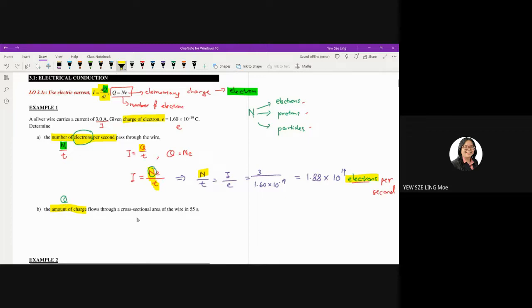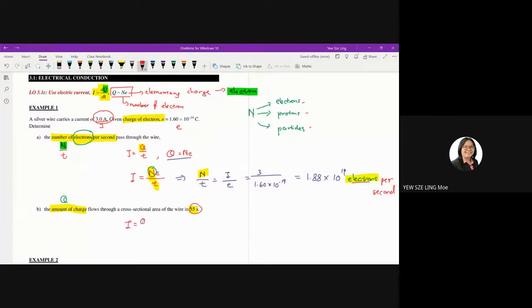So the amount of charge flowing through the cross-sectional area of a wire in 55 seconds. So how are we going to solve it? Can we calculate Q by using ne? Obviously cannot, because we don't have the number of particles. Then can we calculate it by using I and t? Well, I think yes. Why? Because we do have I from the main question, and we are given the time in question B. So let's try.